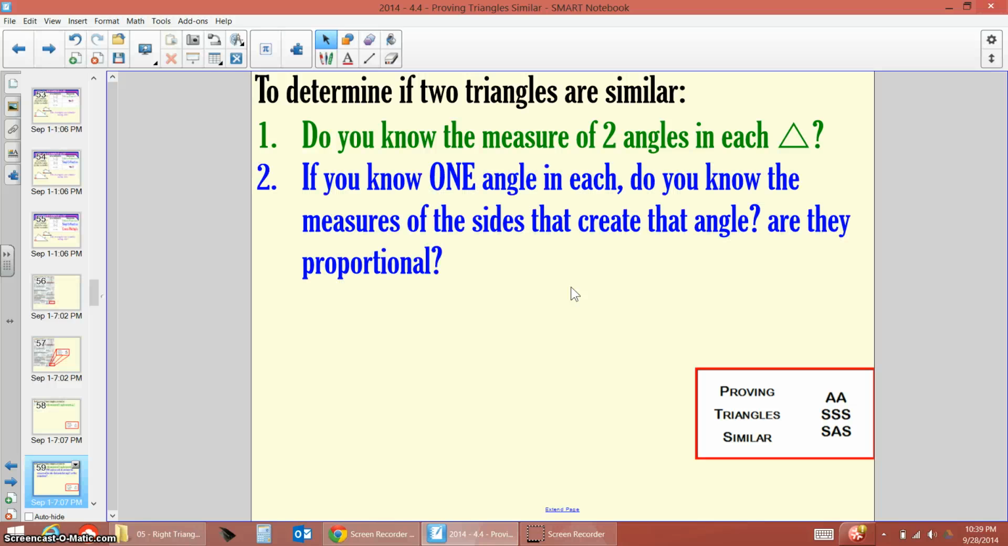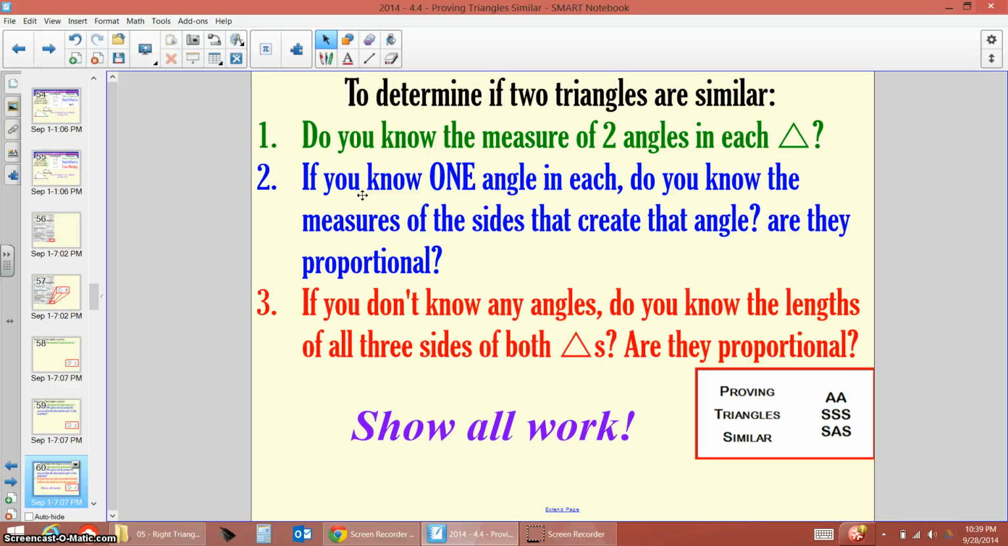Do you know one angle in each? And if you do, you know the measures of the sides that create that angle? And then if you do, are they proportional? So this one is kind of building on itself. If you know one angle in each triangle, and you know the side measures that create those angles, then you can check and see if they're proportional. And if they are, they're similar. If they're not, move on. Last one I check is, do you know all three sides are proportional? And that one's kind of harder to get, so I usually say that one for last.